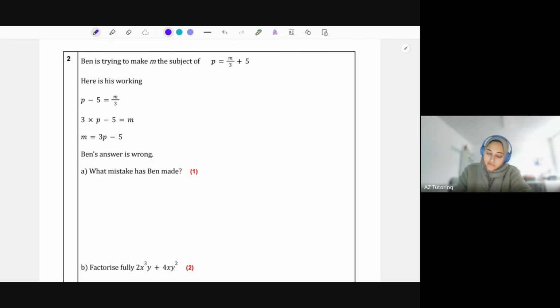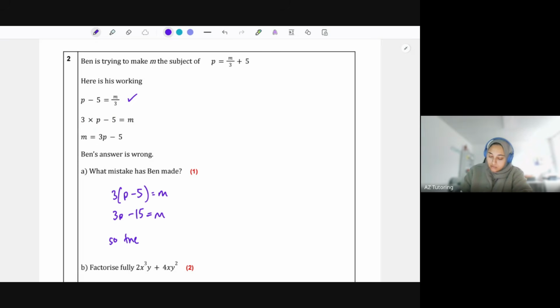So let's go through what he's done. Okay, so he's minus 5 to the left-hand side. So he's brought this over to the left-hand side, which is perfectly fine. So that's right. He's then times by 3 on the left-hand side to get rid of this denominator here. But he's not times all of this by 3. He's just put a 3 in the front. So the mistake he's made is he's only times 3 to P, and he's not done it to minus 5. So what he should have done on that step is he should have said 3 times P minus 5 equals M. When expanding that, 3 times P is 3P, 3 times minus 5 is minus 15, and that equals M.